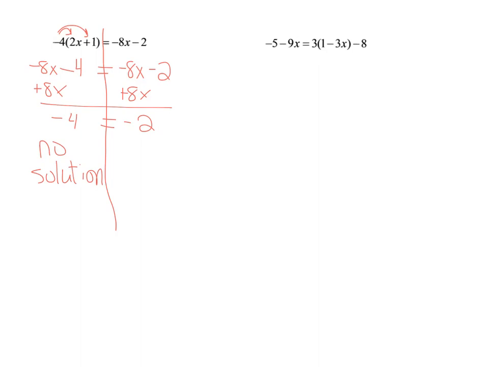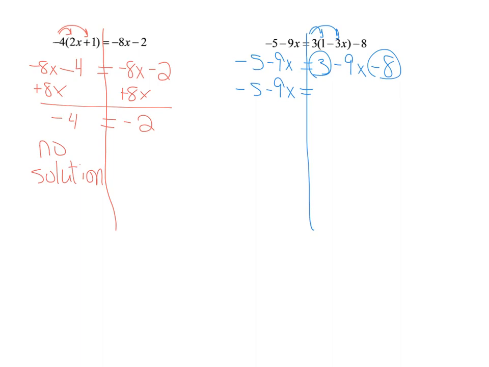Next one. Negative 5 minus 9x equals 3 times the quantity 1 minus 3x, minus 8. And we'll draw my line here. So I have negative 5 minus 9x, nothing I can do on the left. On the right, 3 times 1 is 3. 3 times negative 3x is negative 9x, and minus 8. I can simplify. Remember, don't start moving anything until you're completely simplified. 3 minus 8 is negative 5.